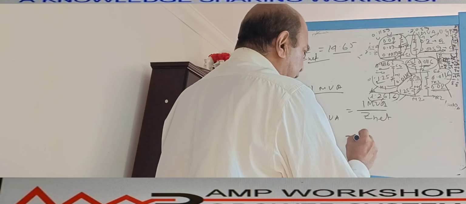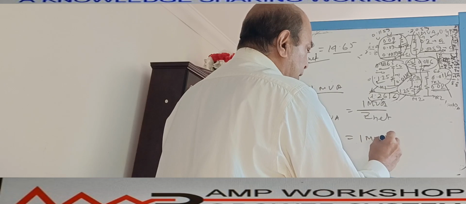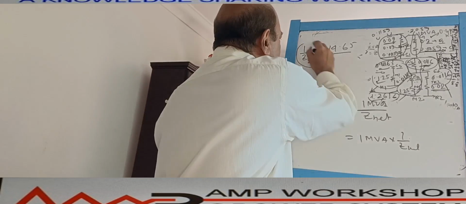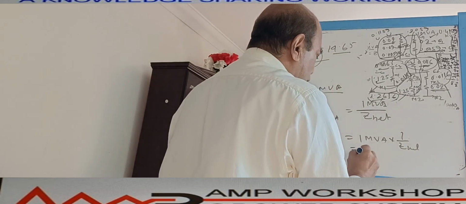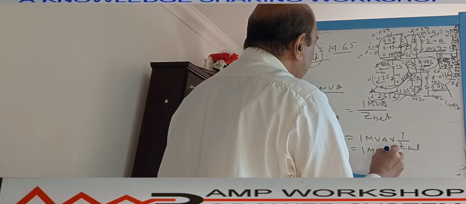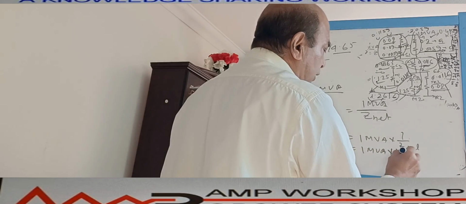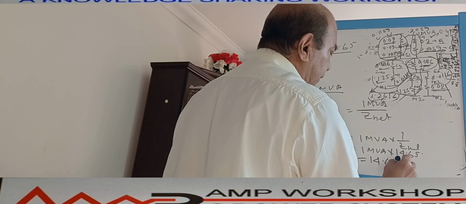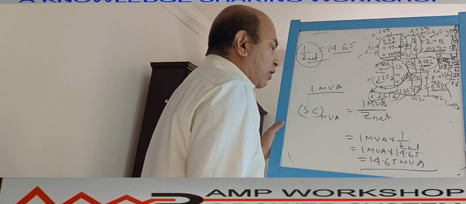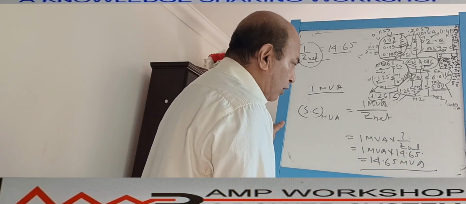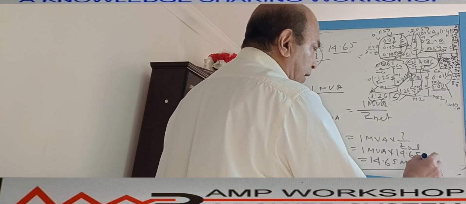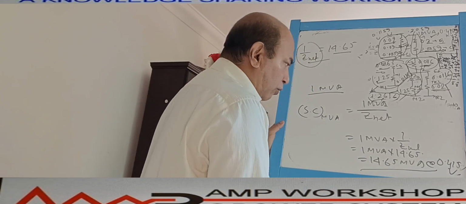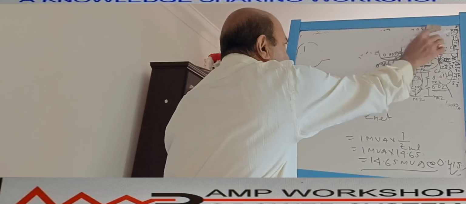So this is equal to 1 MVA into 1 by Z net. 1 by Z net equal to how much? 14.65. So that is 1 MVA into 14.65, so this is coming 14.65 MVA, right? That is our short circuit MVA. So at what voltage level is this short circuit MVA? At 0.415 kV, right? So from this, now we can delete this total part.